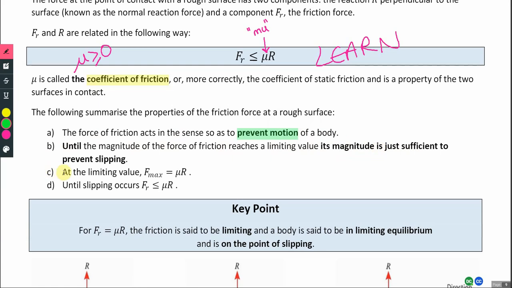So part C, at this limiting value, friction reaches its maximum possible value, and that will be equal to mu times R. Going back to the formula above, friction is always less than or equal to mu times R. So that means the biggest it can be is mu times R. D kind of links back to B. Until slipping occurs or until motion happens, then friction is either less than mu R or it could be equal to mu R. Again, I'm going to try and emphasize all these properties through the following examples.